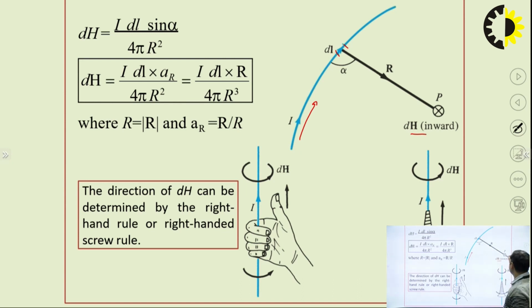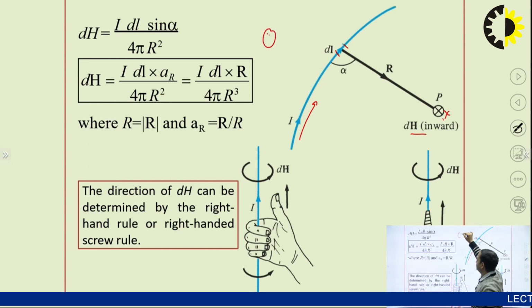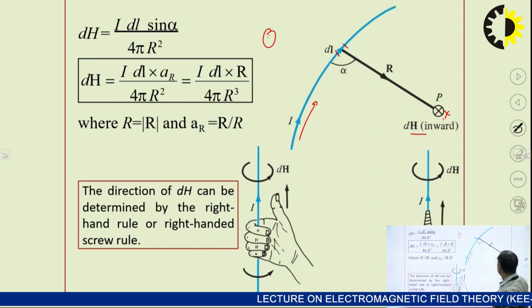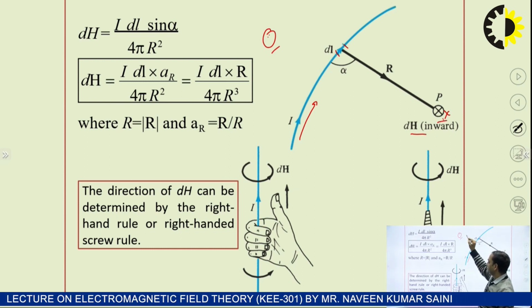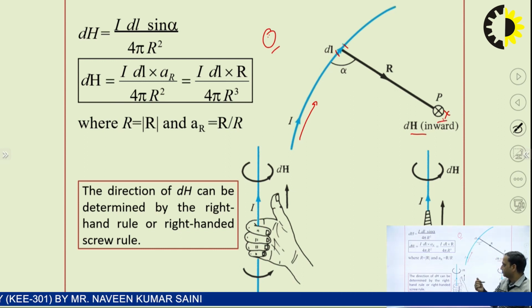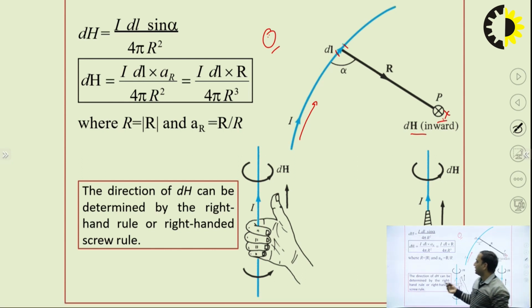So in this case, the direction of H is inside the board, right? If I want the magnetic field at this point, what is the direction of H? When you hold your hand like this, the thumb is in the direction of current. At this point, the magnetic field is coming out of the board, so we can represent it like this dot. This one is inside the board, and this is outside the board. Why are we saying all this? Because we have the sine part here, sine alpha.